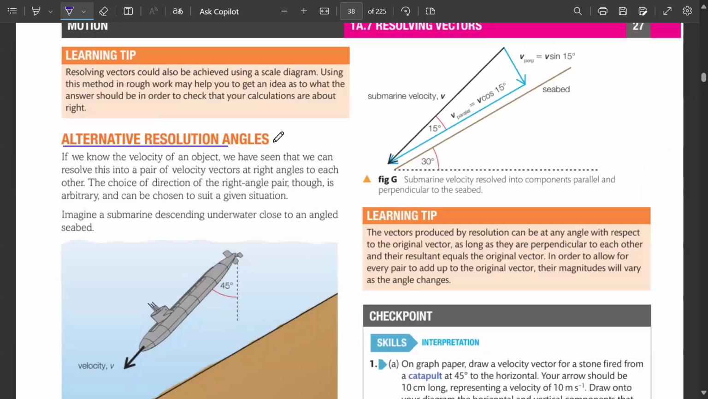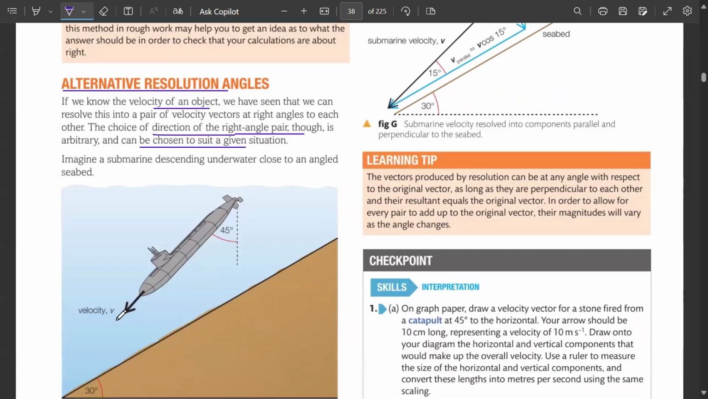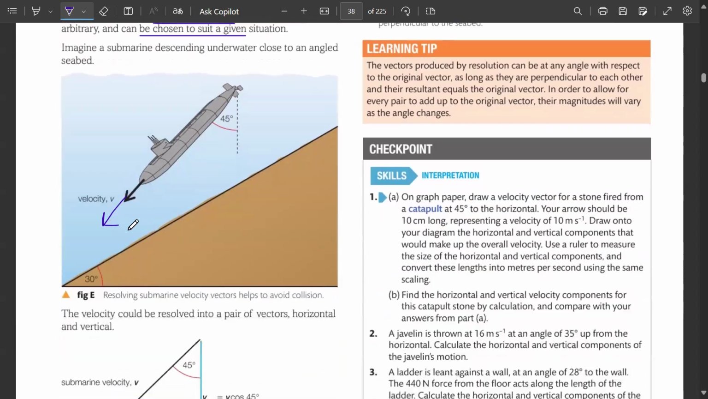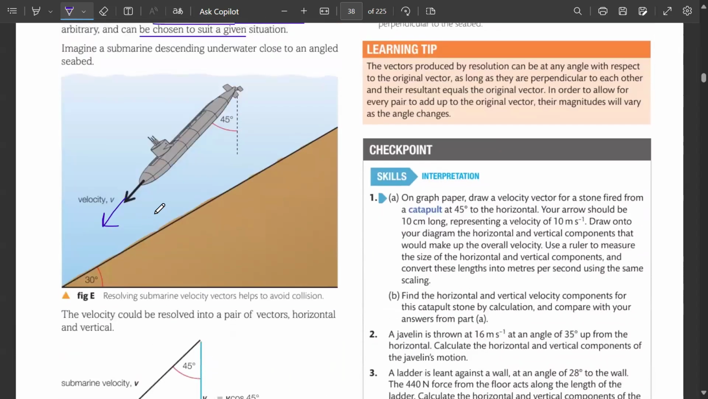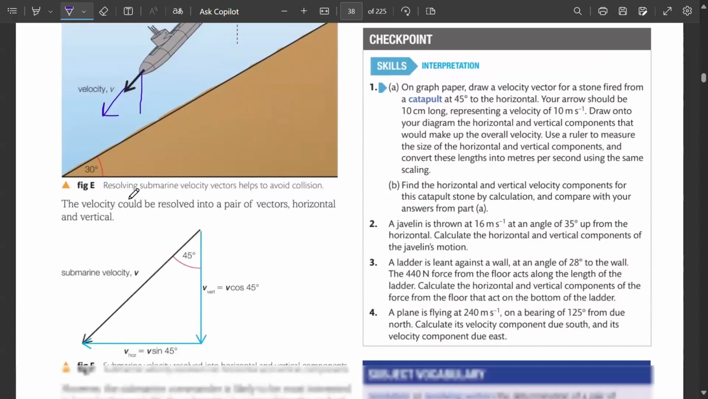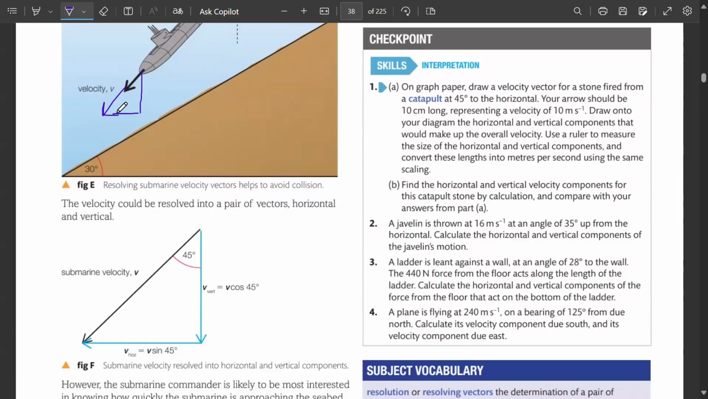Alternative resolution of angles. If we know the velocity of an object, we have seen that we can resolve this into a pair of velocity vectors at right angles to each other. Now, the choice of the direction of the right angle pair is arbitrary and can be chosen. Now, this is the velocity. It is going in this direction. Now, I can draw two vectors of this velocity. I can draw a horizontal vector as well, and I can draw a vertical. एक मैं यहाँ पे line डाल देता हूँ, ठीक है? And the other line I'm going to draw is like this.